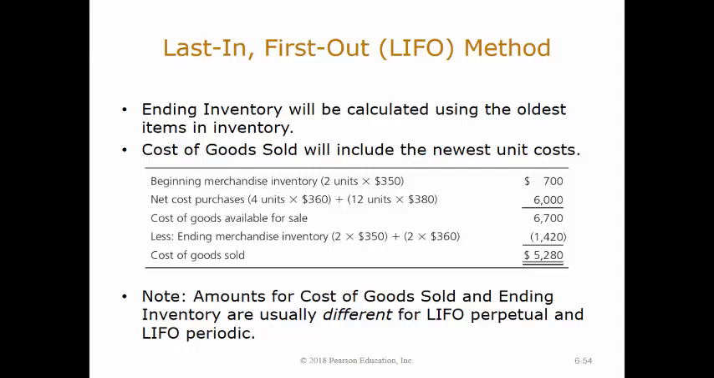$1,420. The cost of goods sold is determined by subtracting the ending inventory of $1,420 from the cost of goods available for sale, $6,700, to arrive at cost of goods sold for the period of $5,280. Or the cost of goods sold can be found by taking the 12 units at $380 from the August 26th purchase, plus 2 units at $360 from the August 5th purchase, for a total again of $5,280.